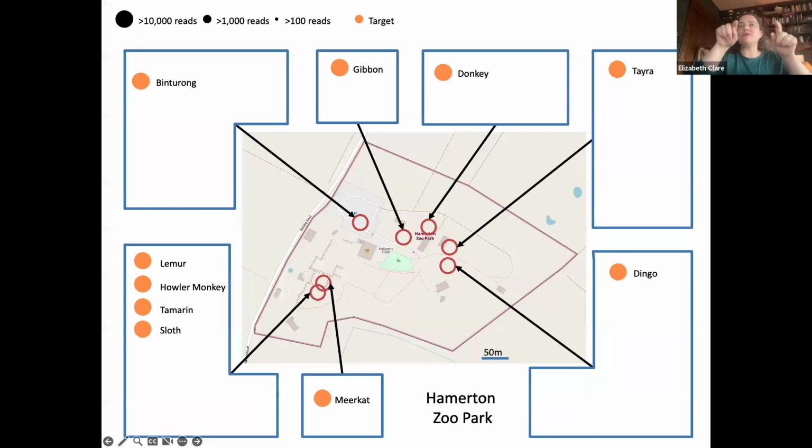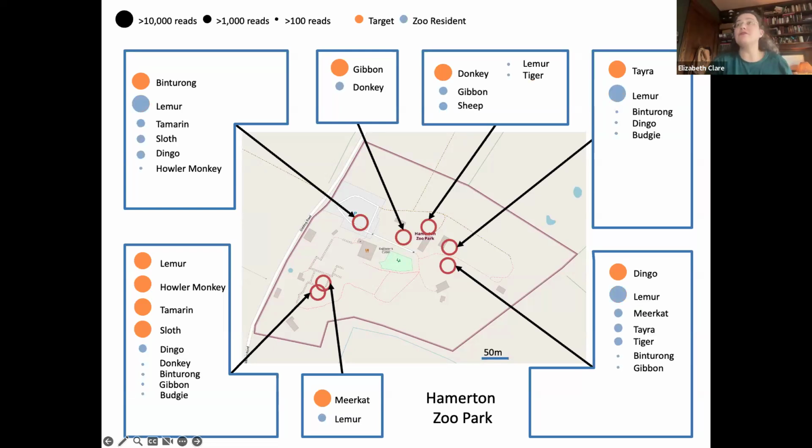And there's the little red circles, my little sampling points for some of my data. And what I'm showing you here in these boxes is that if I am outside the meerkat enclosure, I can detect meerkat DNA. So that's what I've detected in that box. And if I'm over with the dingoes, we get dingo DNA. And if I'm in the primate house, we get lemurs and howler monkeys and tamarins and sloths. The stuff that's there, we can detect it. And this is good news. It tells me that I'm confirming the map.